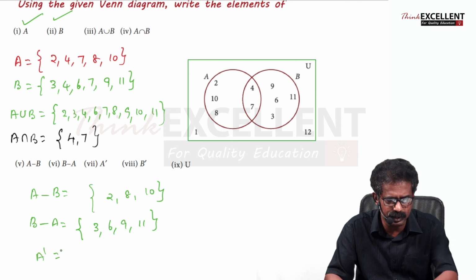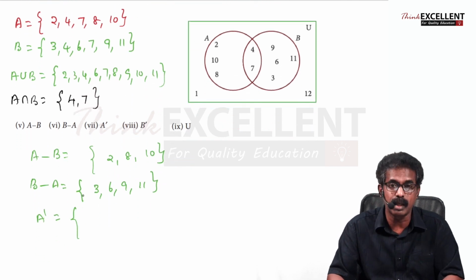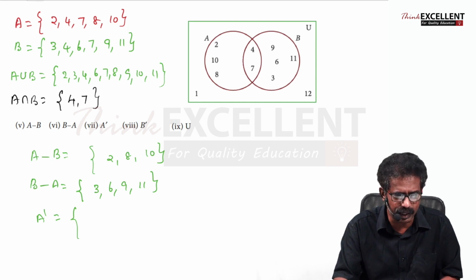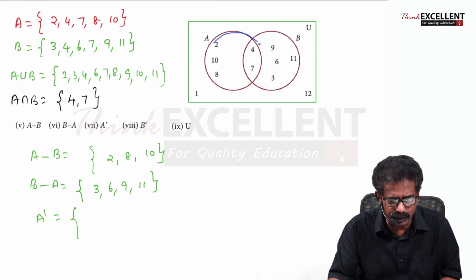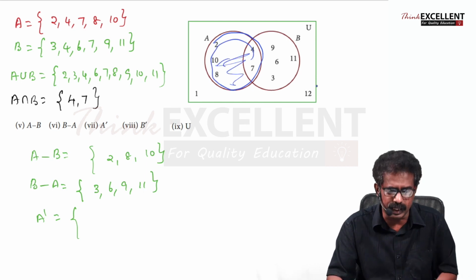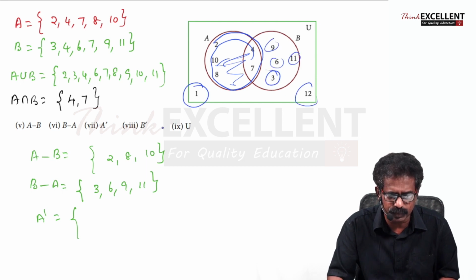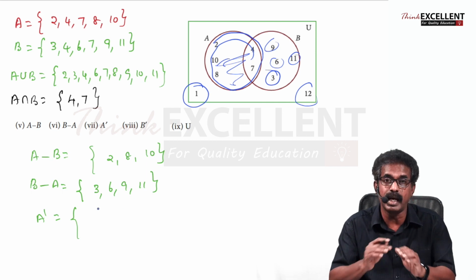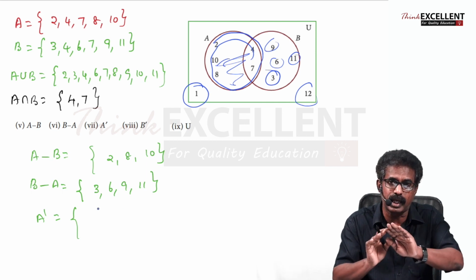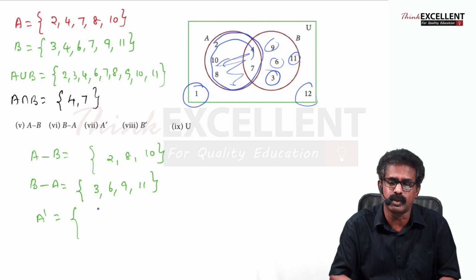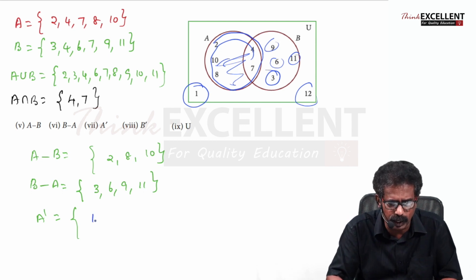And the next one they asked, A dash. What's the meaning of A dash? Elements not in A. So leave this A, don't take this A, forget about it. All other elements outside, even the outside elements you can take. So what is your answer? A dash means that A circle you don't take; every remaining element you take. So 1, 3 is there, right? 6, 9, 11. Then outside in that corner, one element, 12, right?